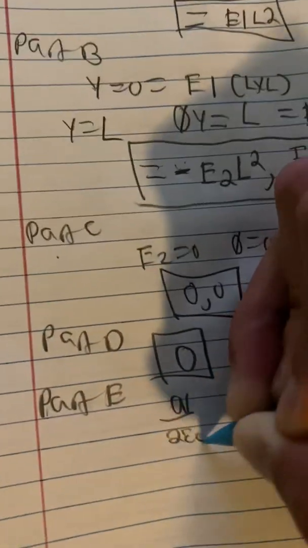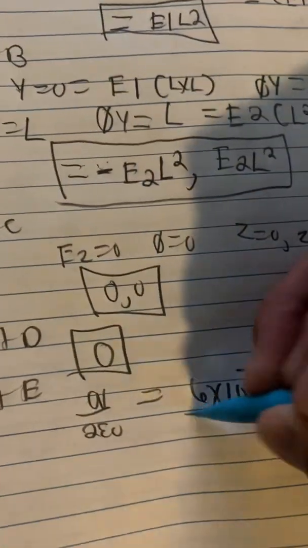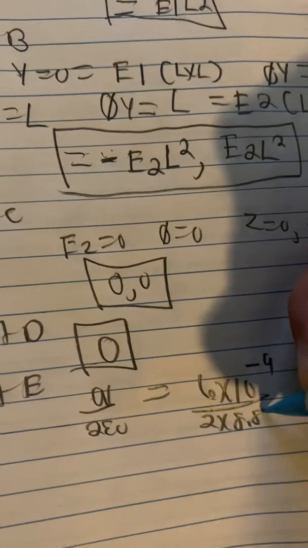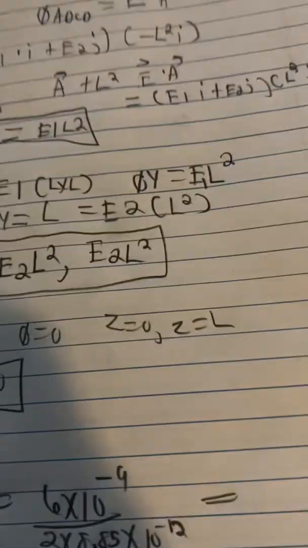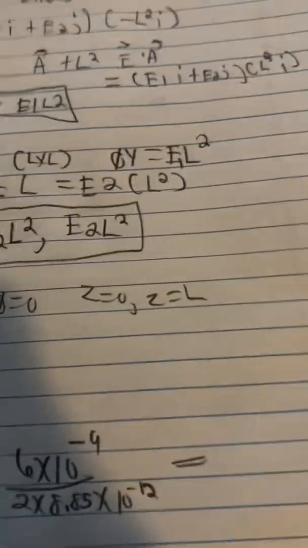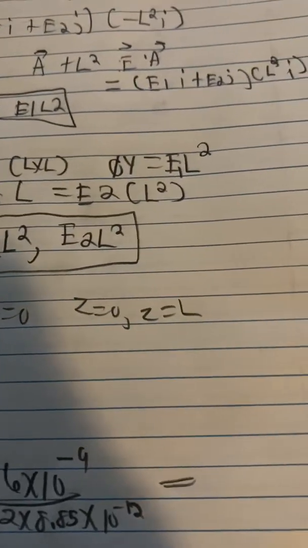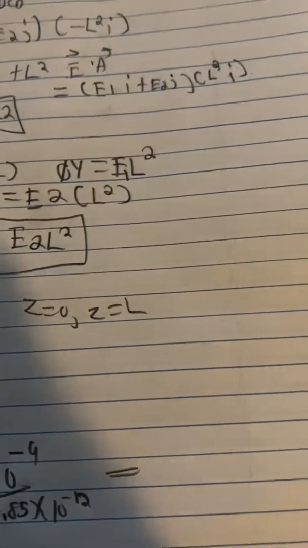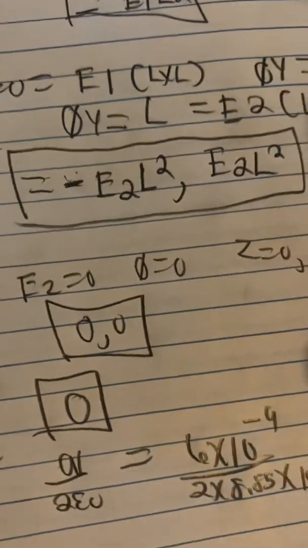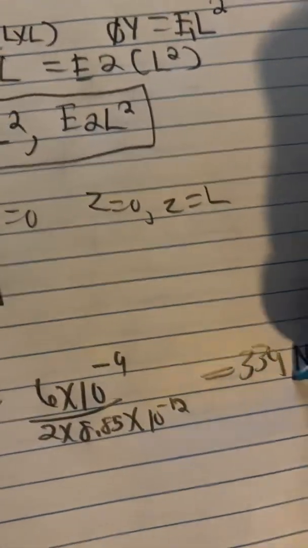Q over 2 epsilon naught equals 6 times 10 to the negative 9, all divided by 2 times 8.85 times 10 to the negative 12, which will give us approximately 339 newton meters squared per coulomb.